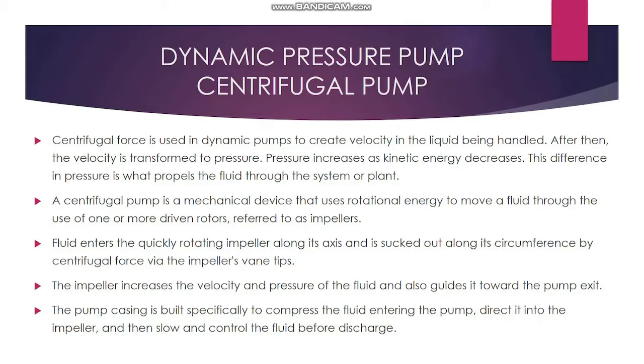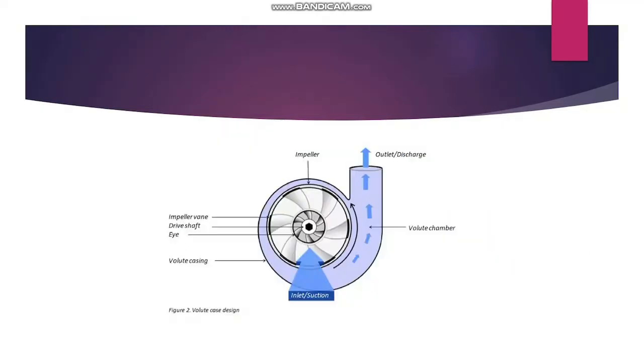The centrifugal pump is a mechanical device that uses rotational energy to move a fluid through the use of one or more driven rotors, referred to as impellers. The fluid enters the quickly rotating impeller along its axis and is sucked out along its circumference by centrifugal force via the impeller. The impeller increases the velocity and pressure of the fluid and also pushes it toward the pump exit. Finally, the pump casing is built specifically to compress the fluid entering the pump, direct it into the impeller, and then slow and control the fluid before discharge.